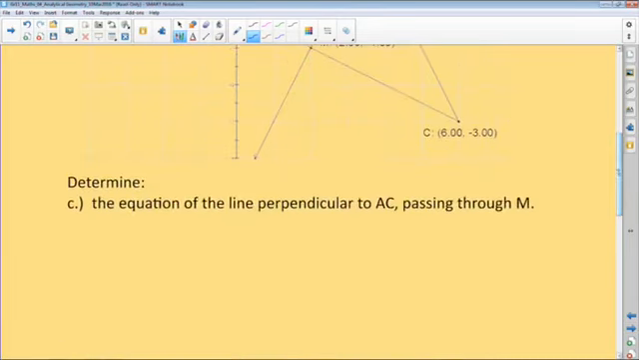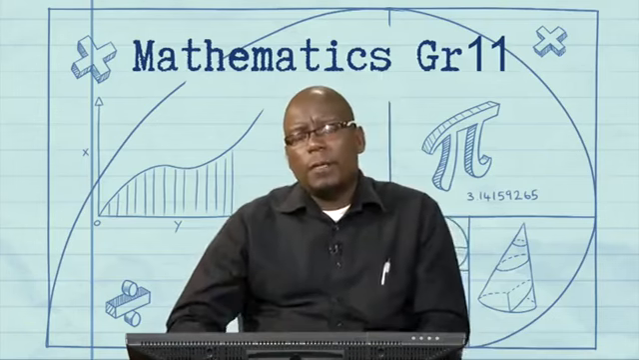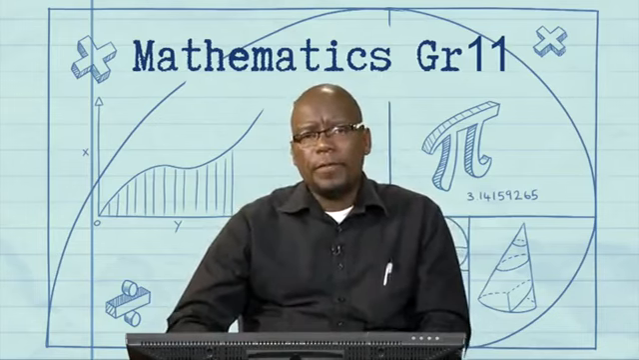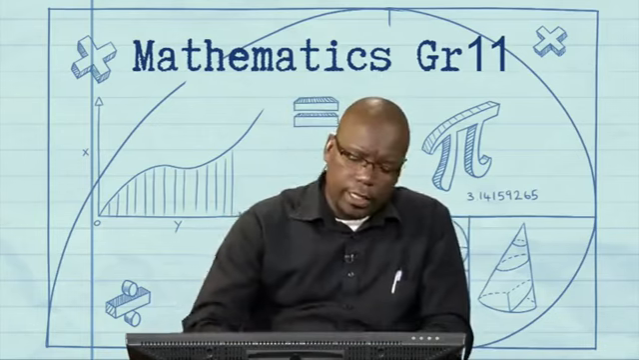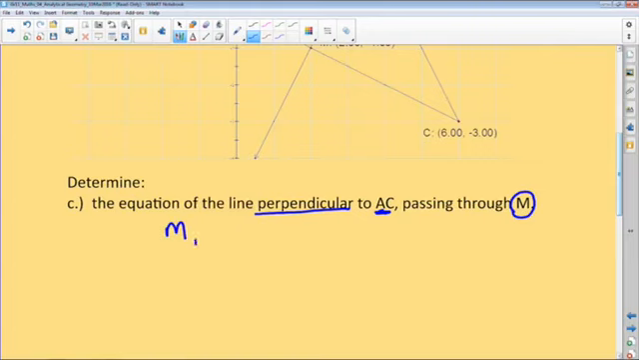And then now, you need to determine the equation of a line perpendicular to AC passing through M, all right? Now, this is key. Perpendicular to AC, right? Now, we just go back a bit. What did we say about perpendicular lines? So the gradient of the first line times the gradient of the second line equals minus 1. Okay, let's go. Gradient of the first line times gradient of the second line equals minus 1. Do we know the gradient of AC? Yes, we've worked it out. M is negative half. Okay.